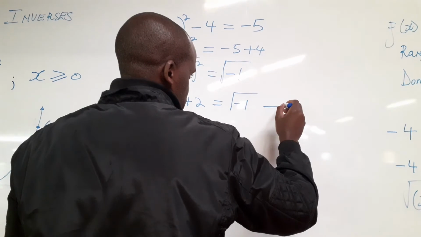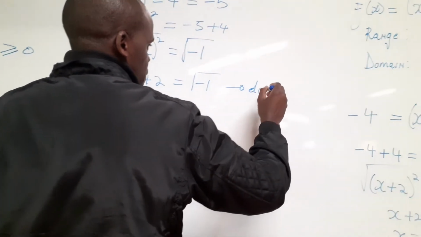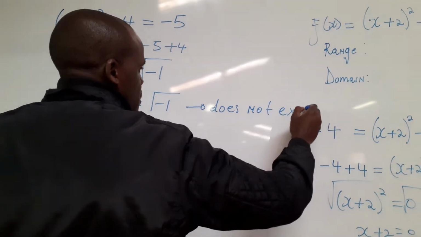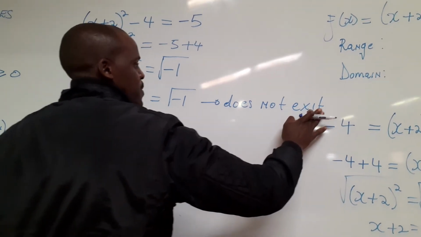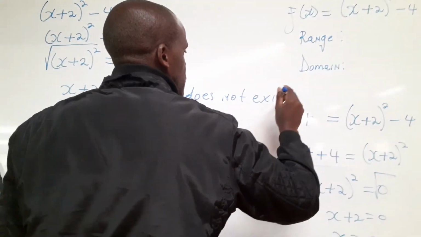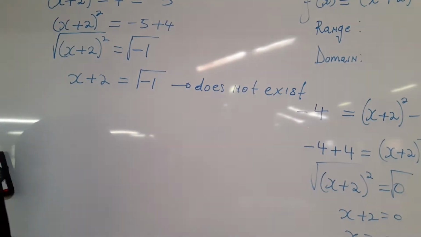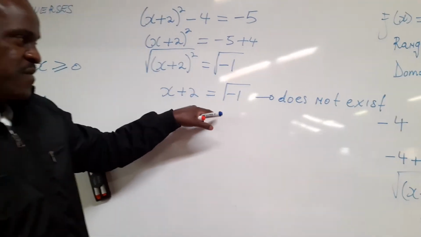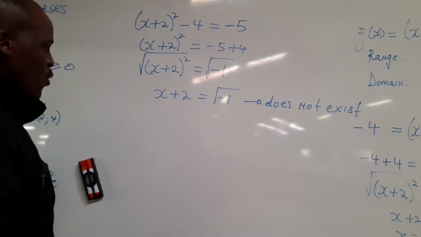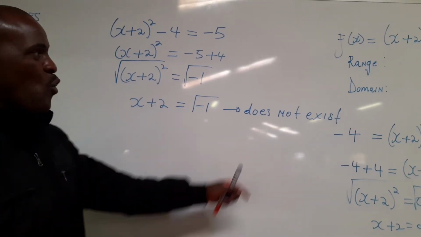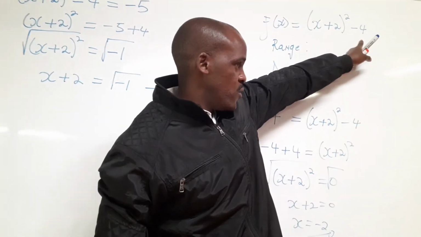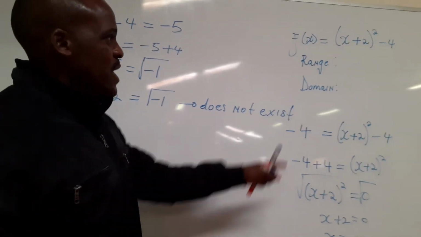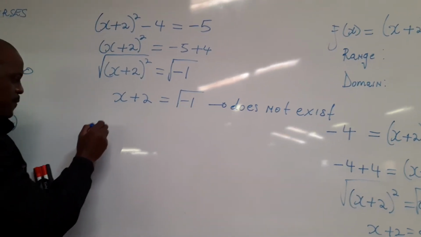This doesn't exist, because we've got a square root of a negative number. The square root of a negative number does not exist. Which means if you are to make y less than that value, this won't exist. We said negative 4 there.